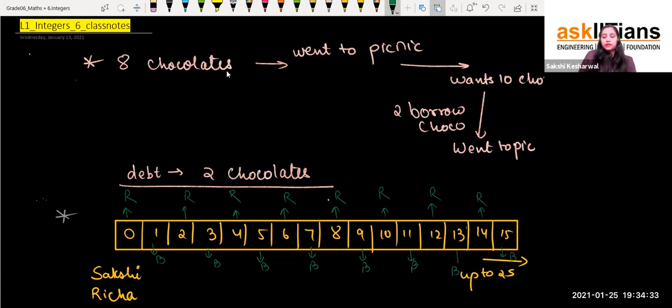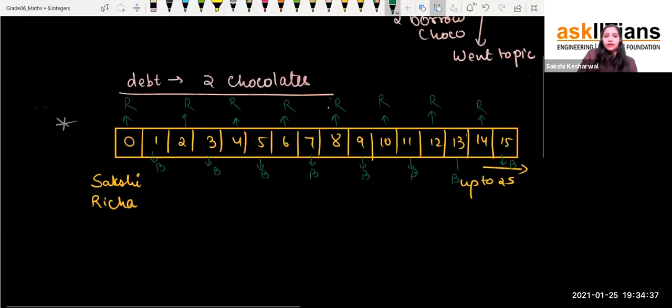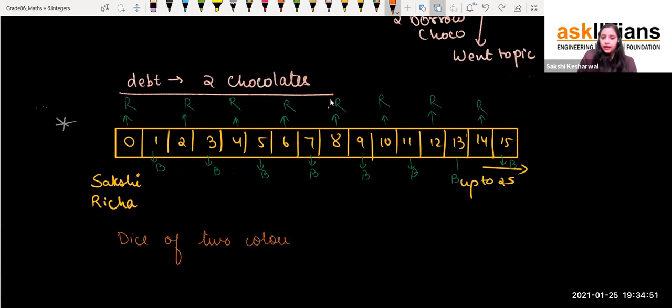Now, there are 2 kinds of dice here. You have a dice of 2 colors, which has been put in a bag. The 2 colors are red and blue. This is red and this one is blue.